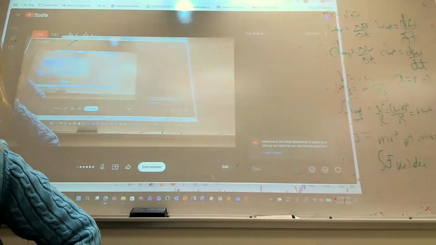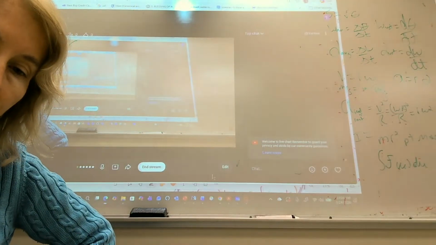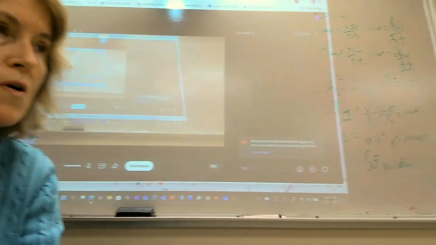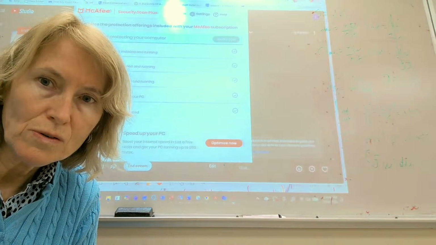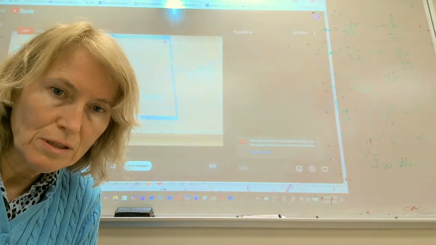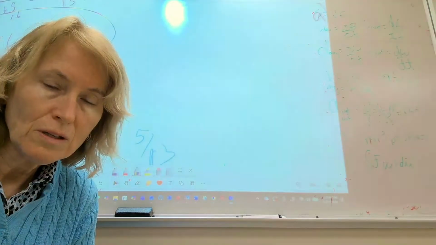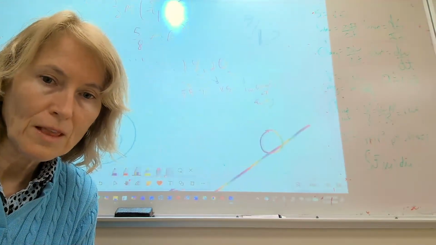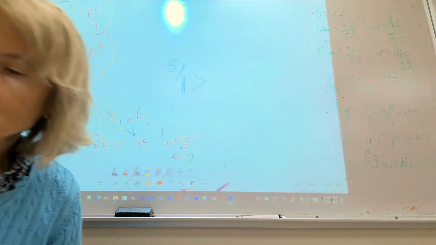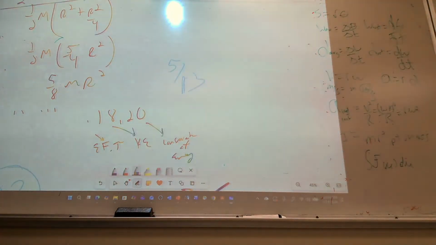Okay, so we're doing 23. Why don't you start by reading that over to yourself and then drawing it? So it rolls without slipping, so it's under the influence of static friction.